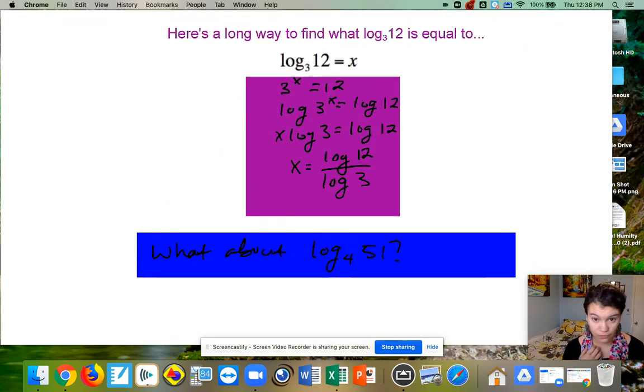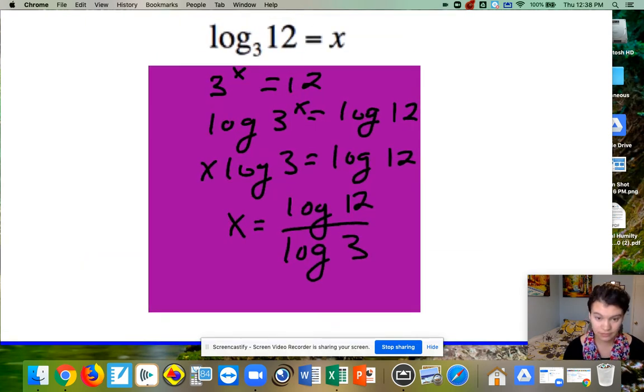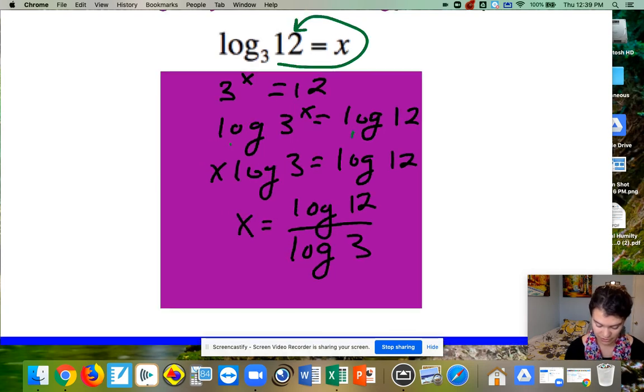Okay, so we want to figure out what log base 3 of 12 equals, but the calculator only has a button for log base 10 and log base e, so how can you do it? Well, you can start by rewriting it as an exponent. Then I can take the log of both sides, and I divide by log of 3. And if you type this into a calculator, you'll get an actual number. You can do log of 12 divided by log of 3.